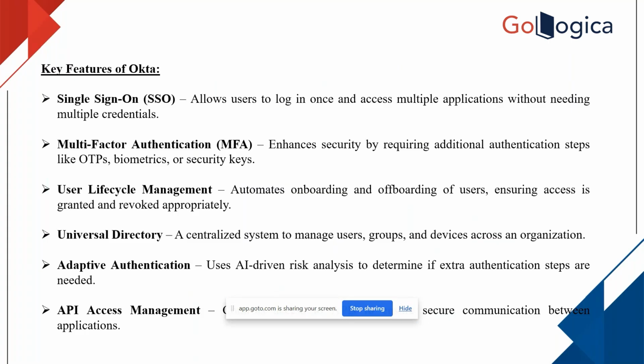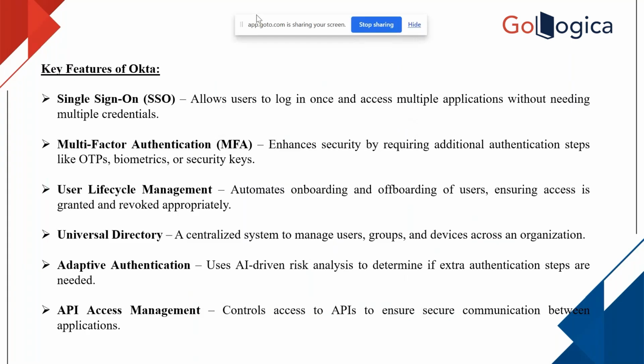Adaptive authentication means that according to the scenario, according to the situation, your authentication or verification is required. Okta uses this AI-driven risk analysis. Whenever it finds that any kind of risk is going to be raised in any scenario, situation, or use case, at that time authentication is required by the organization. So you need to authenticate yourself at that time also. Okta has this kind of capability too.